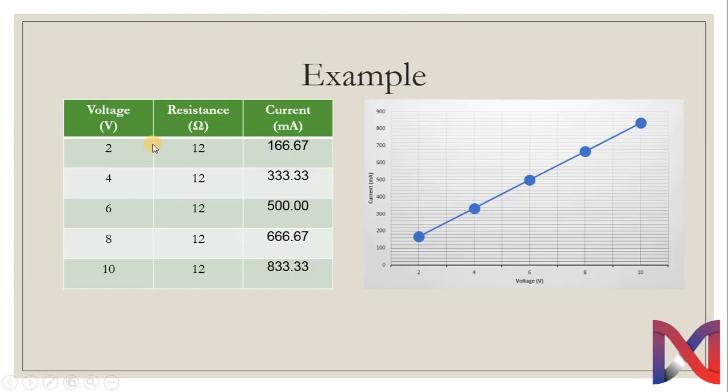The simulation has proven that for 2 volts we get 166.67 milliampere. For 4 volts we get 333.33 milliampere. For 6 volts we get 500 milliampere. For 8 volts we get 666.67 milliampere. And for 10 volts we get 833.33 milliampere. So when we plot it, we get a straight line proving the direct relationship of current and voltage. That is, with an increase in voltage we have increase in current. Hence Ohm's law is verified.